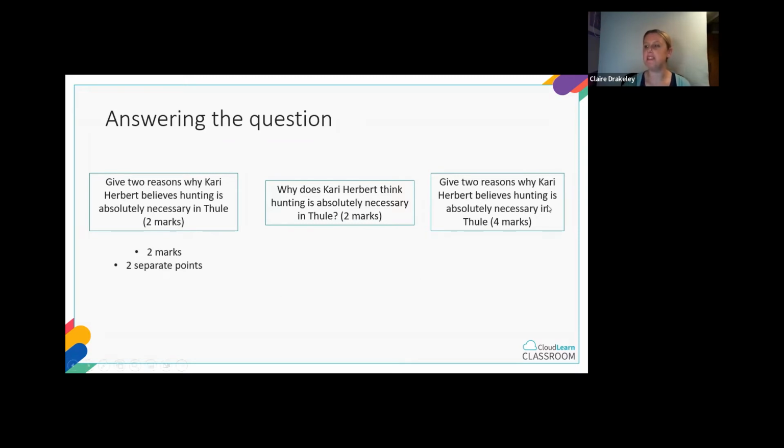Right, we're moving on to the middle box now. Why does Kari Herbert think hunting is absolutely necessary in Tula? How many marks is this one worth? 2. Everyone's saying 2. You're absolutely right. It is worth 2 marks. How many separate points do we need to be making on this one? Tabitha says 2. Those 2s are not coming in as fast now, though. How many separate points do we need to make on this question?